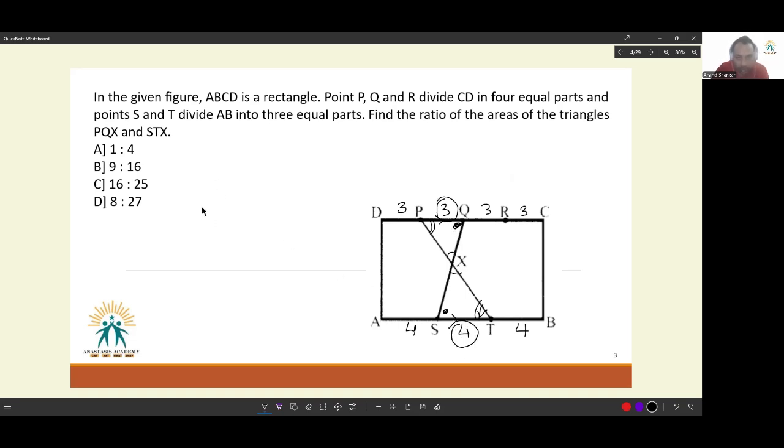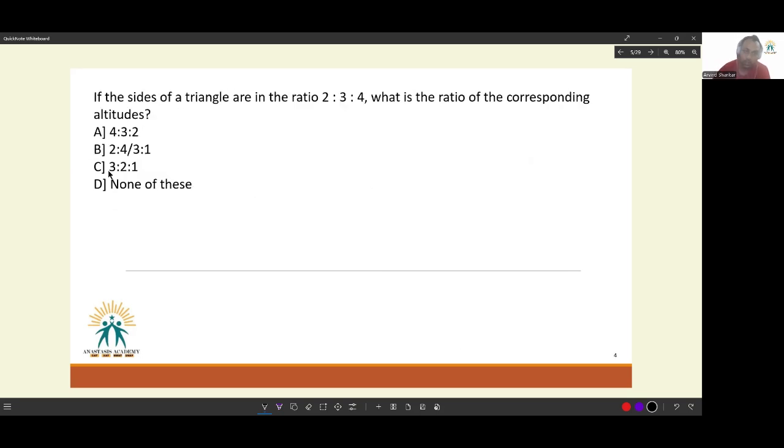So the ratio of area for PQX by STX will be 3 by 4 whole square, or it will be 9 by 16, or option B will be the answer. Okay. Next, if sides of a triangle are in the ratio 2:3:4, what is the ratio of the corresponding altitudes?